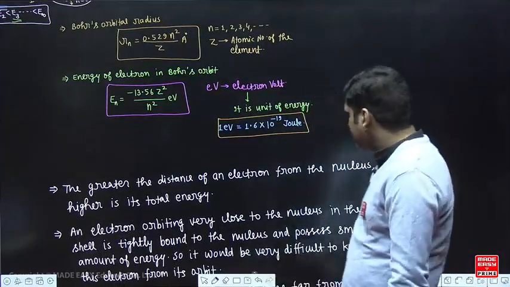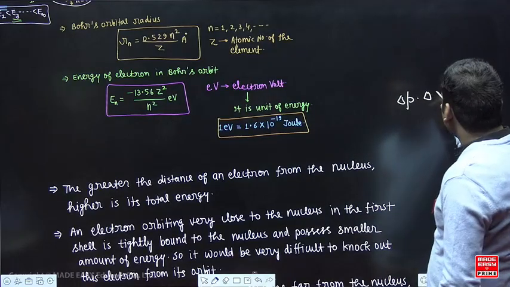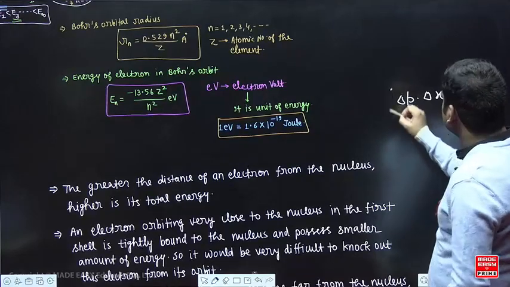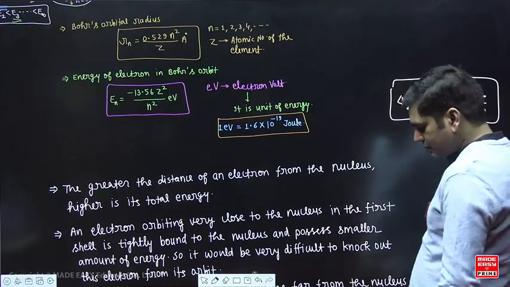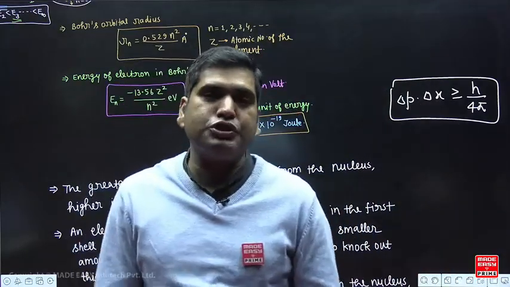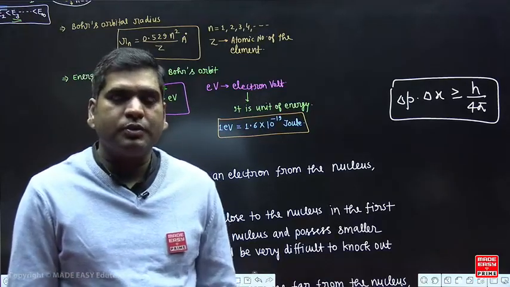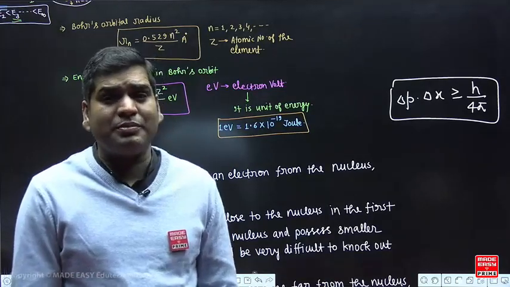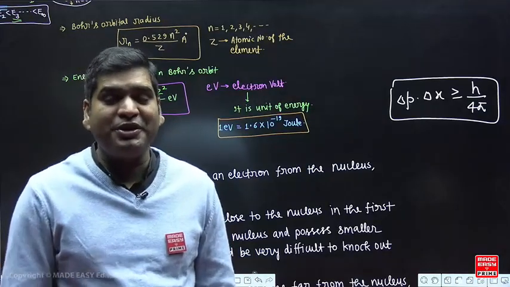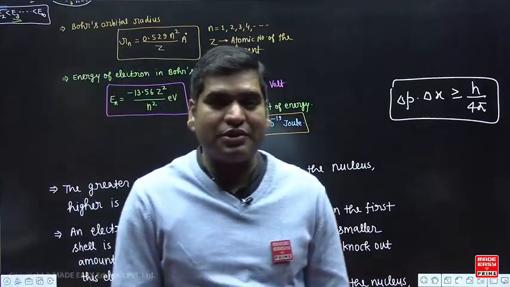Heisenberg says that for a moving particle it is impossible to simultaneously measure momentum and position accurately. He is saying that we cannot measure precisely the momentum and position of a particle when it is moving. Means there must be some error in the measurement of position as well as in the measurement of momentum if the particle is moving. This is known as Heisenberg's uncertainty principle.